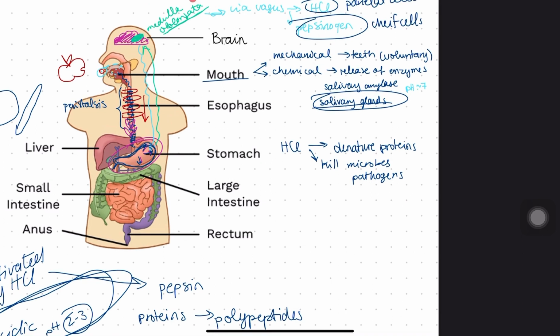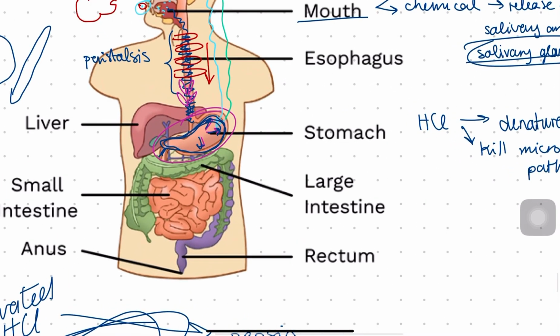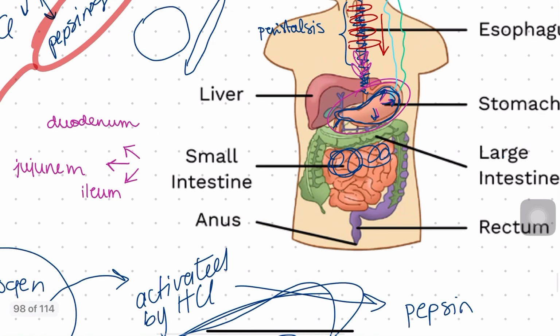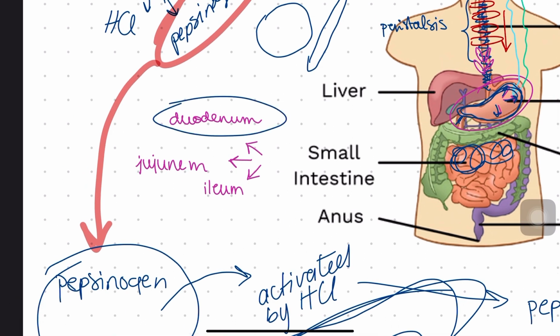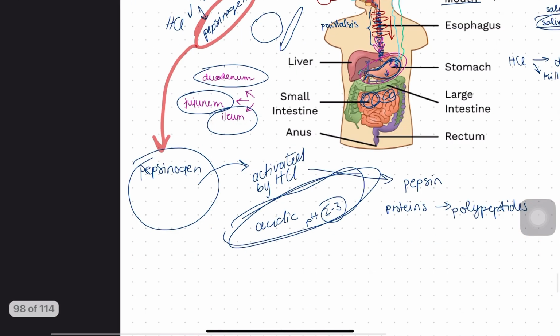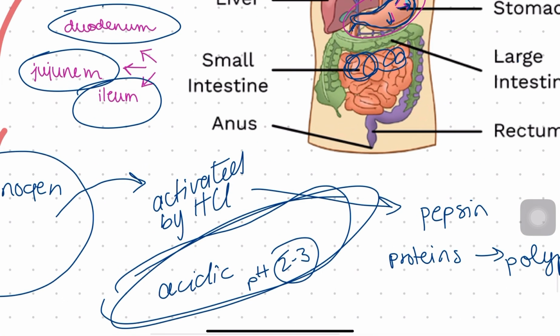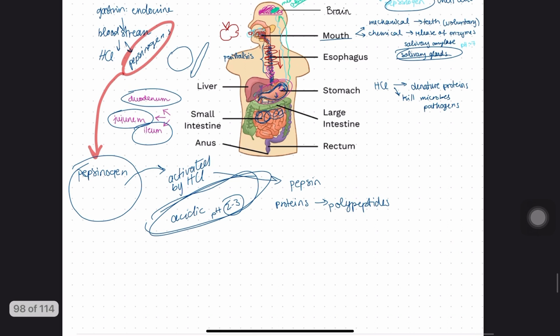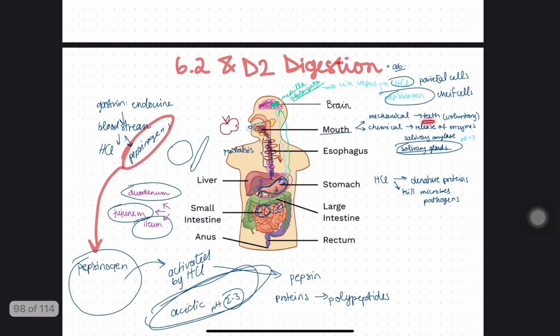Next, we will be moving on into the small intestine. In the small intestine, we can break it down into the duodenum, the jejunum, and the ileum. We're going to start out by zooming in on the duodenum. Let's recap over here. We started out breaking down the proteins with pepsinogen, and over here we broke down the starch with our salivary amylase.